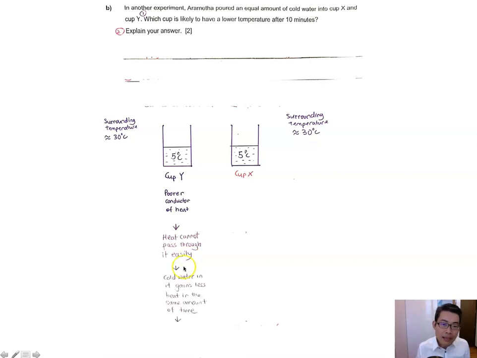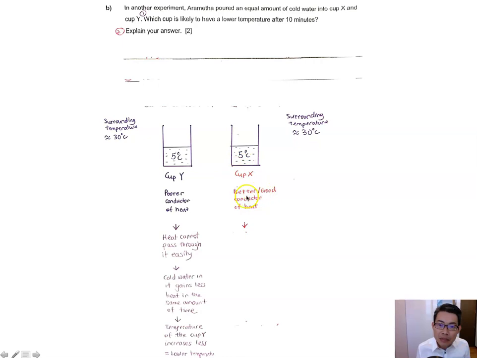So, it means that the cold water inside this container will gain less heat in the same amount of time. Or some of you use a more simplistic language, you'll gain heat slowly. And finally, the temperature of cup Y itself will increase less because it is slowing down the rate of heat transfer. So therefore, if the temperature of cup Y increases less, it will have a lower temperature compared to this one. Let's understand what's happening here.